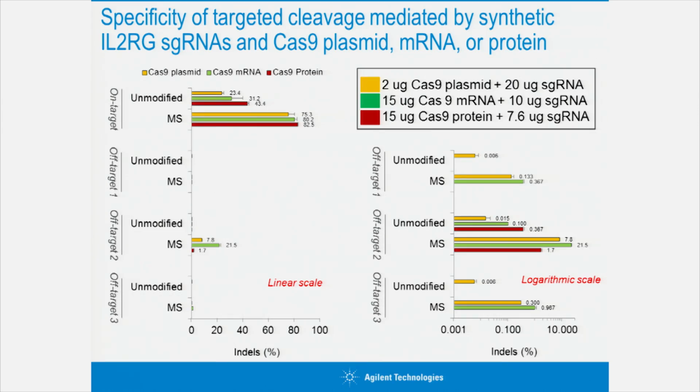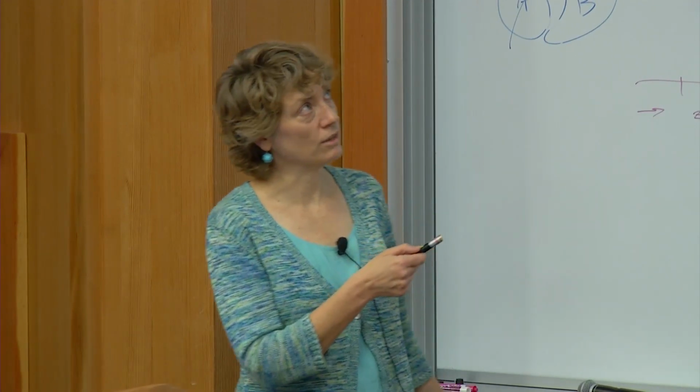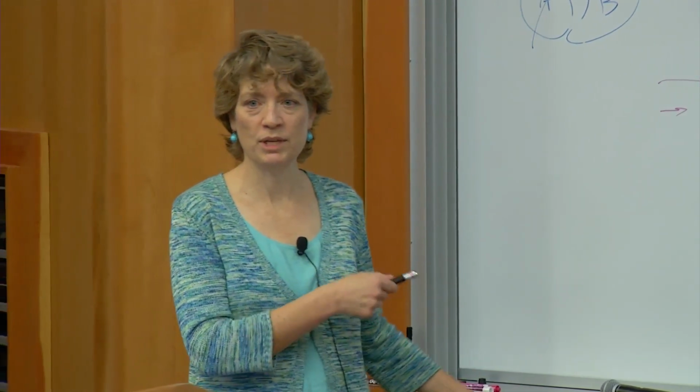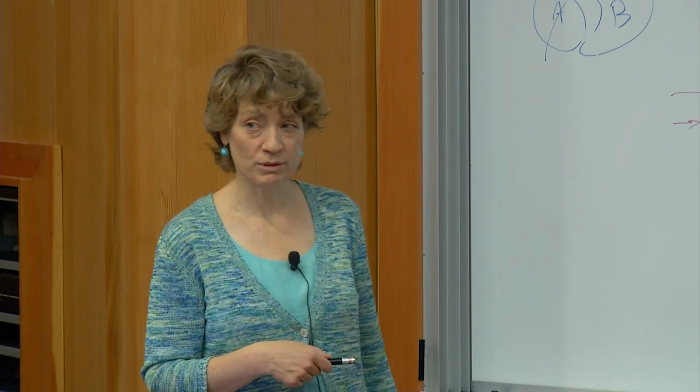There's also, so these are 3 bioinformatically predicted off-target sites, so in this data we did deep sequencing of these 3 sites. And there's a lot of other off-target data in the paper. This is the IL-2RG locus, and also the HBB and CCR5 loci. So the main take-home message is the modified guide RNAs are not hugely different in their off-target cleavage compared to the plain vanilla RNA. There are some differences.